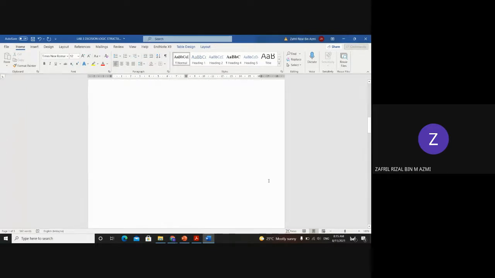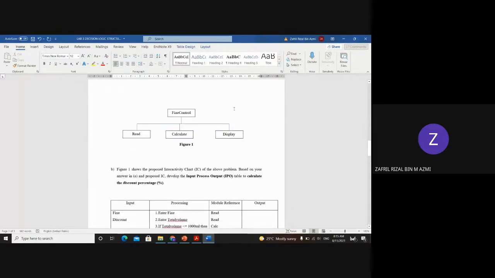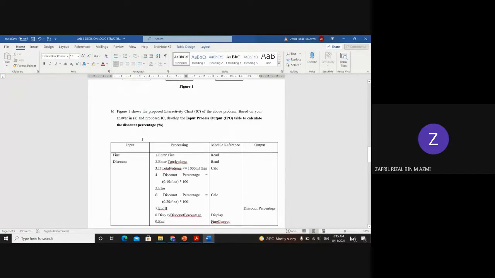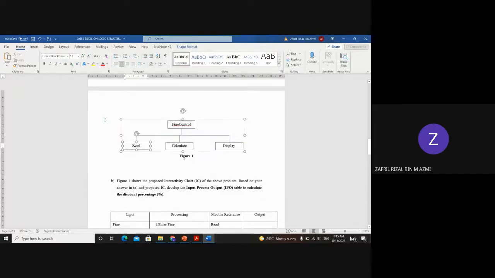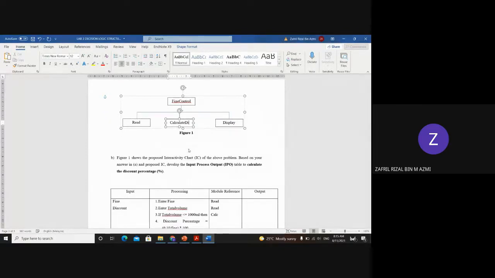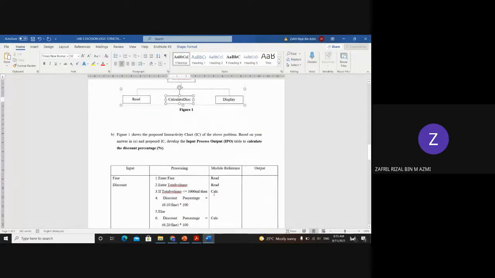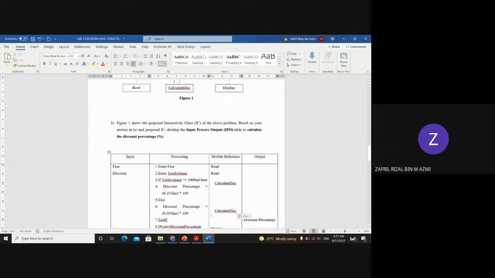Alright, so this is clear. This is given to you. Let's say if this one is read, calculate, for example, this one, calculate discount, is given to you, this figure. So make sure you don't put calculate over here. Make sure you put calculate discount. You must follow the given IC. Let's say if this is the case, you need to follow.